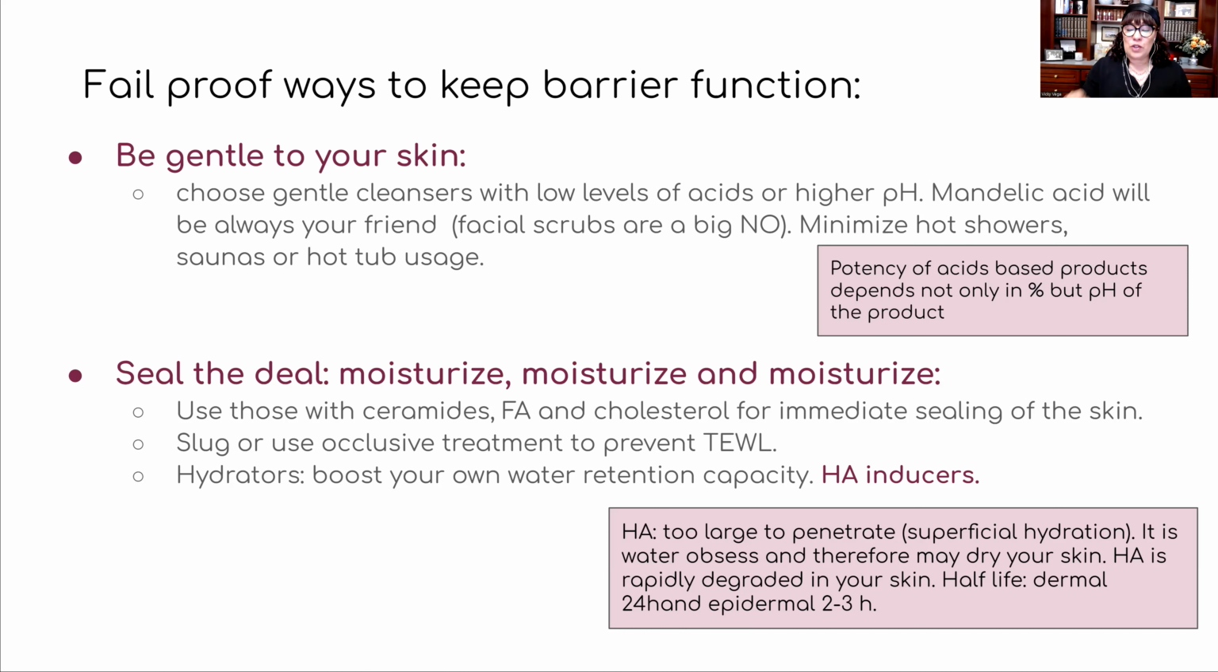And we talk about this, what is in the pink square, saying that acid, the percentage of acid, is not the only thing that is important, but also the pH of the product. So the other thing that is important to preserve your barrier function is seal the deal. So your barrier can do a lot of stuff, but moisturize is very important. I like moisturizer that contains ceramide, fatty acid, and cholesterol because those are the things that the skin needs.